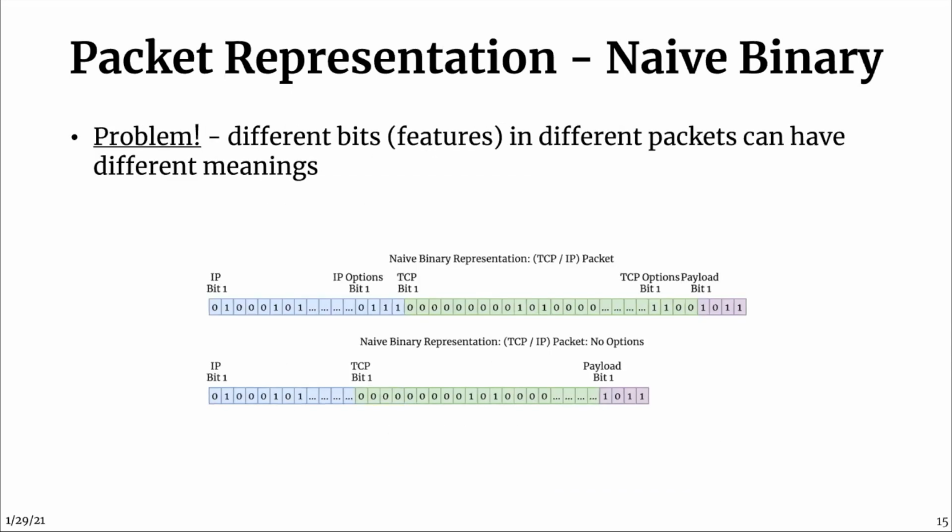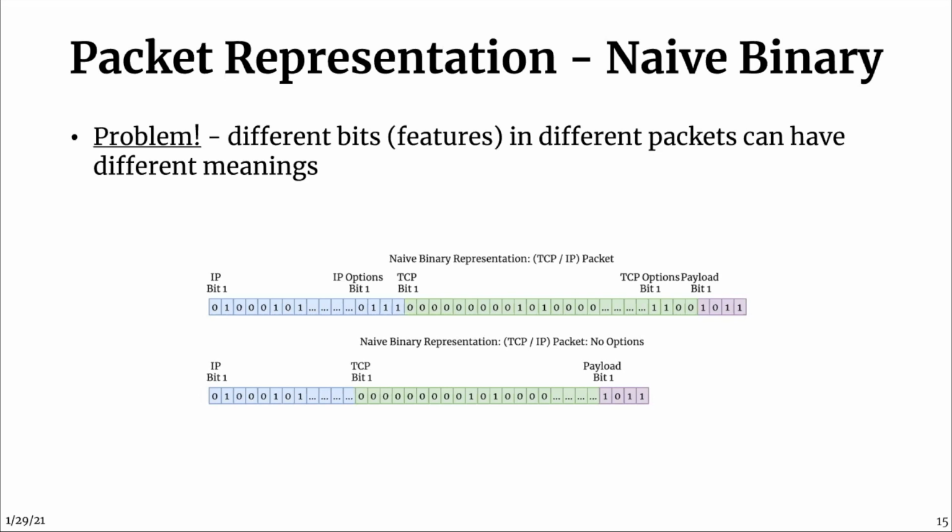Unfortunately, this doesn't really get us there either. Because packets have different variable lengths, and even headers inside of packets have variable lengths, we can have a problem with our encoding where different bits or features, when we represent them to the classifier, will have different meanings. Below we have a TCP packet that has IP options and TCP options, and then a TCP packet with no options at all. When we represent this to a classifier, the first TCP bit and the first IP options bit are presented to the classifier as the same feature.